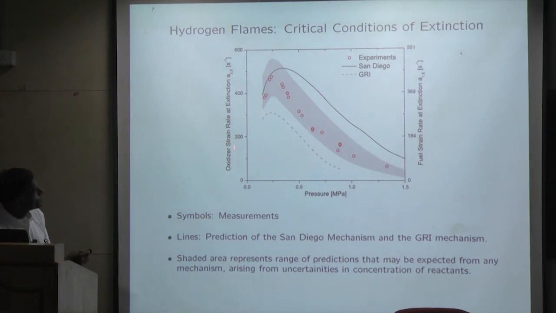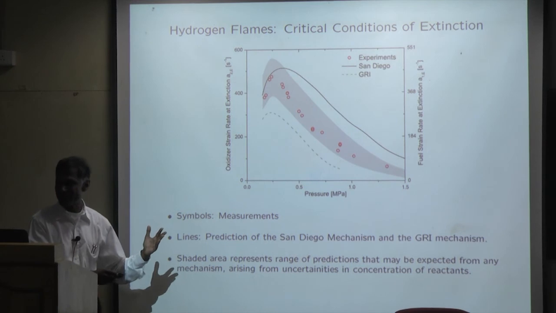So this is the strain rate as a function of pressure. These are the experimental data, this is predictions of the San Diego mechanism, and that's predictions of the GRI mech. Okay. So what the shaded region means is that anything that falls inside the shaded region is good. So the predictions are outside the shaded region. Therefore there are rooms for improvement of these mechanisms.